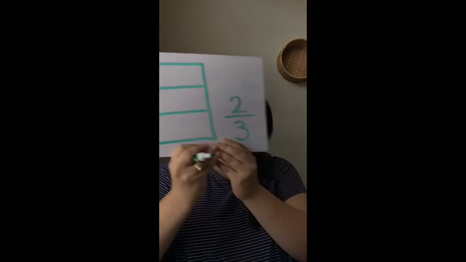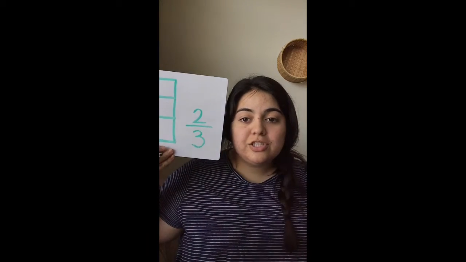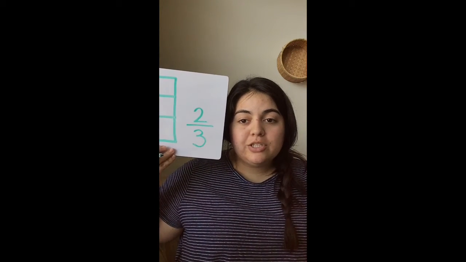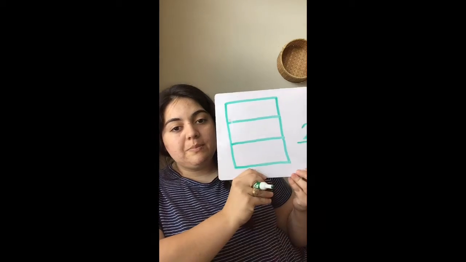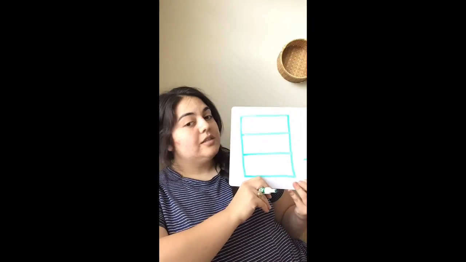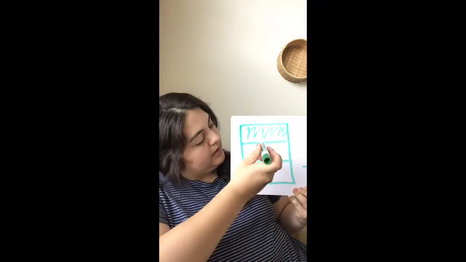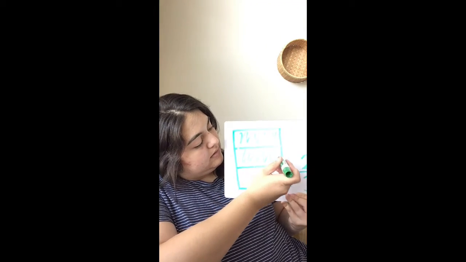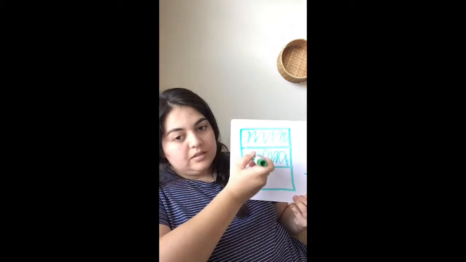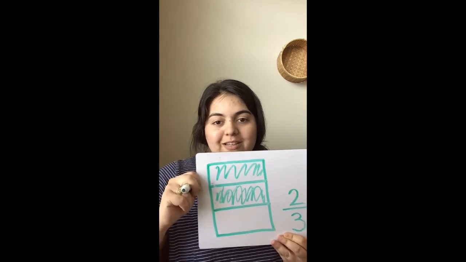Now let's look, I know I keep switching sides. Let's look at our numerator. Our numerator is 2. So that means that we should take our shape and we need to color in 2 of our 3 equal parts. So we can do that right now. We have 1 and 2. You can make sure that yours is colored in just perfectly on yours.